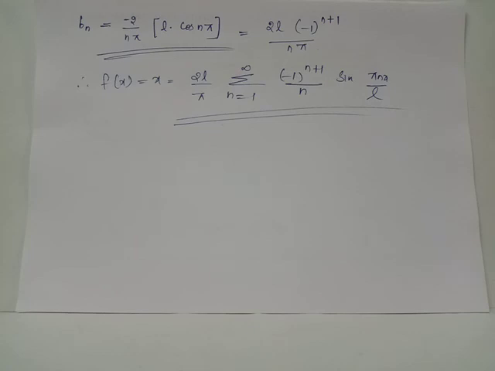If you give different values for n here, you will get sine functions or Fourier series expansion for f of x equals x involving only sine functions.